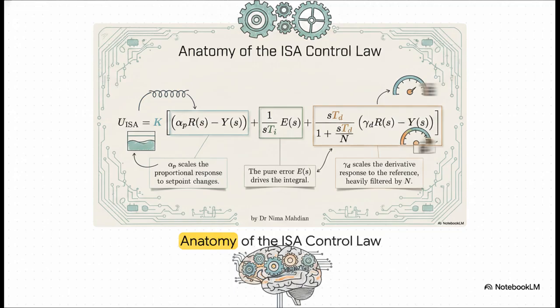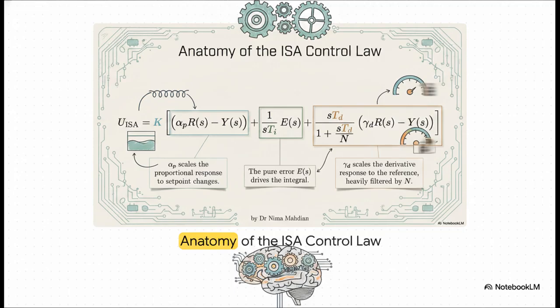The total output, U_ISA, equals the global gain K multiplied by three distinct terms. The first term is the quantity alpha_P times R(s) minus Y(s). Here, alpha_P strictly scales the proportional response to set point changes. The second term is 1 over s times T_I multiplied by E(s). This is the pure error E(s) driving the integral.